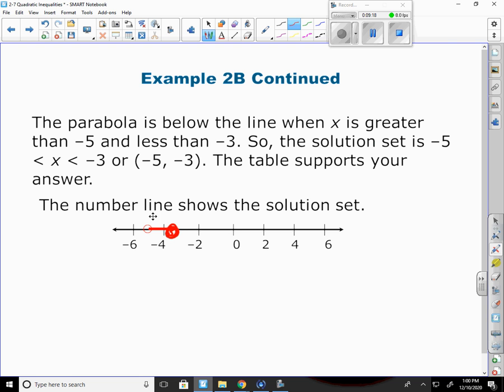Looking at the solution set on a number line, it would be an open circle with a line going up to -3 and another open circle. That means that it doesn't include the endpoints -5 and -3, because if we plug those in, they would be equal.